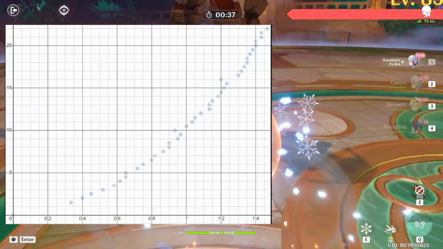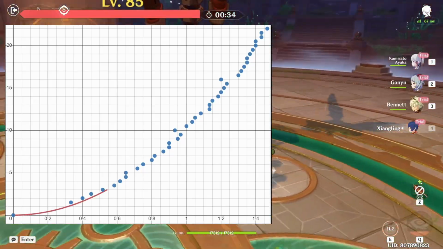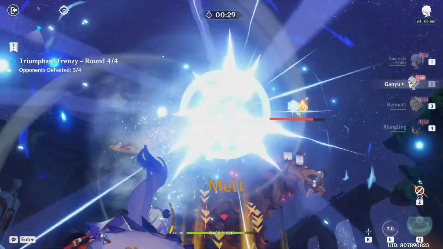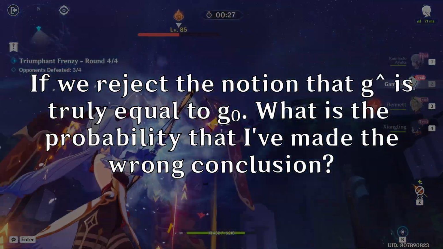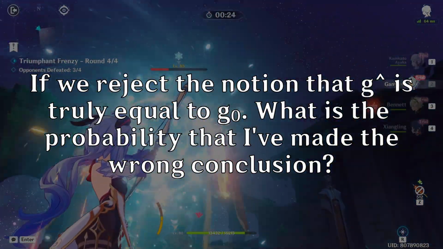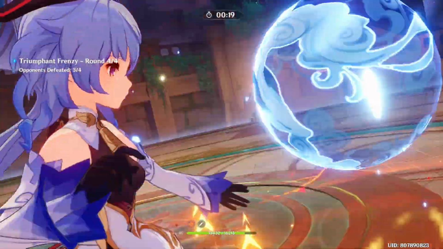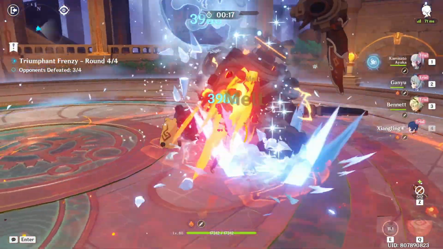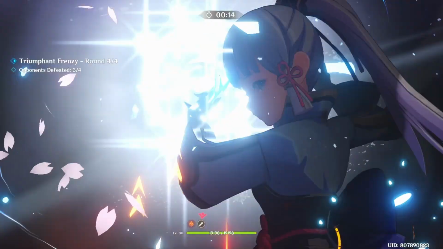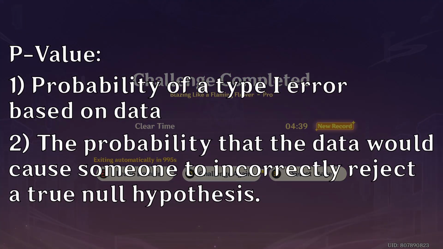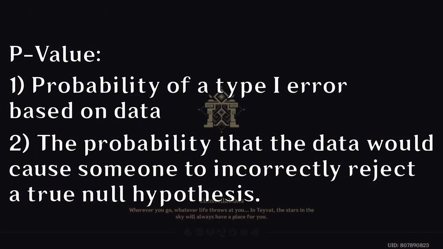This could help you identify what your null hypothesis should be. For our case, we have a set of data which can be used to compute the best possible value for G, which is G hat. The goal is to see that if we decided to reject the notion that G hat is truly equal to G0, what is the probability that we would commit a type 1 error? This probability is the p-value. The definition that I think makes the most sense for the p-value is this. The p-value is the chance that based on your data, it would lead you to incorrectly reject a true null hypothesis.